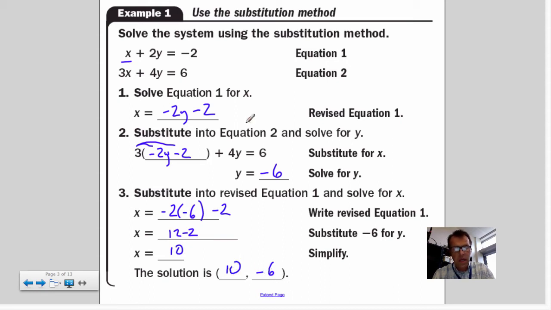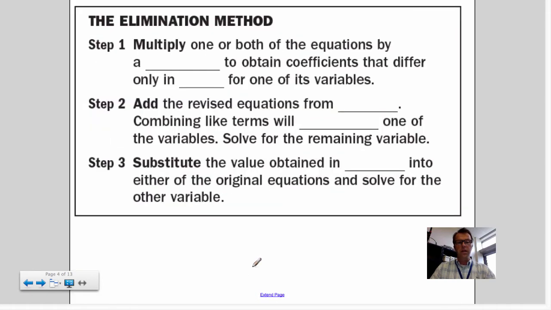Yesterday in class, or today in class I should say, depending on when you're watching this video, we solved using the graphing calculator to find an answer, and this is another method, the substitution method. So we also have the elimination method.